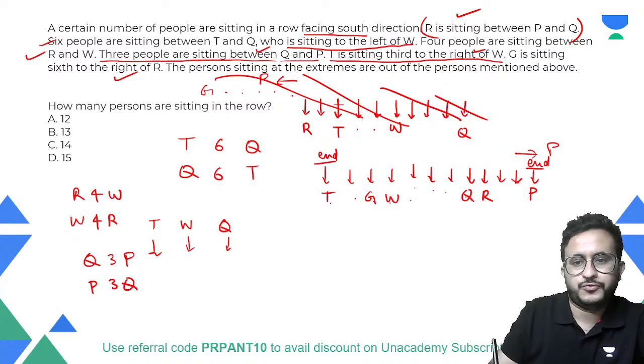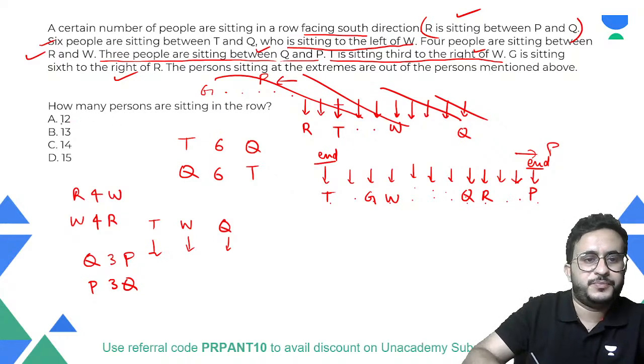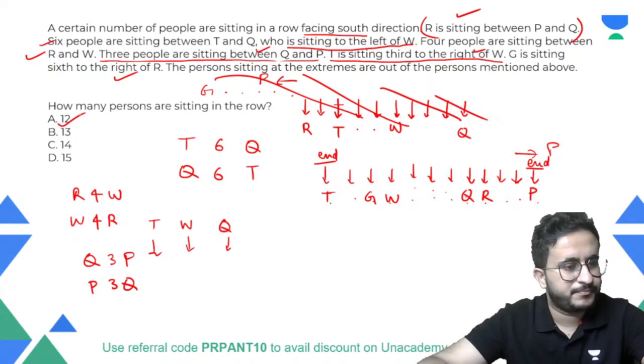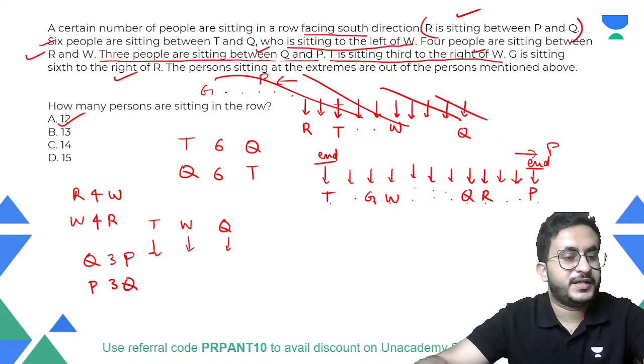1, 2, 3, 4, 5, 6, 7, 8, 9, 10, 11, 12. So the answer would be 12 people. Okay, so that's how we solve these kind of questions.